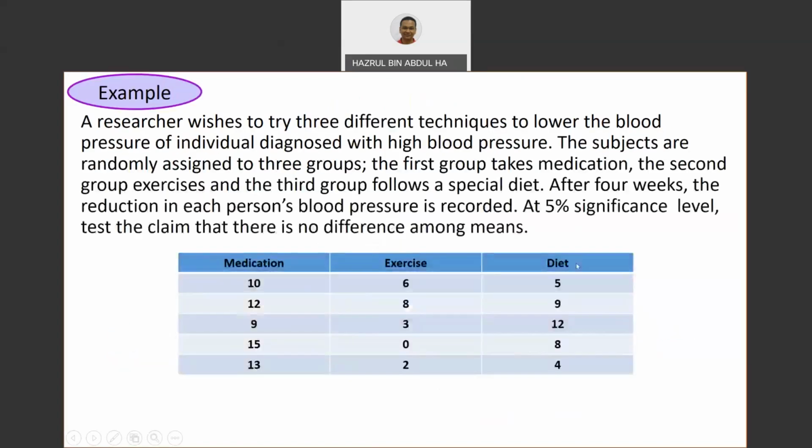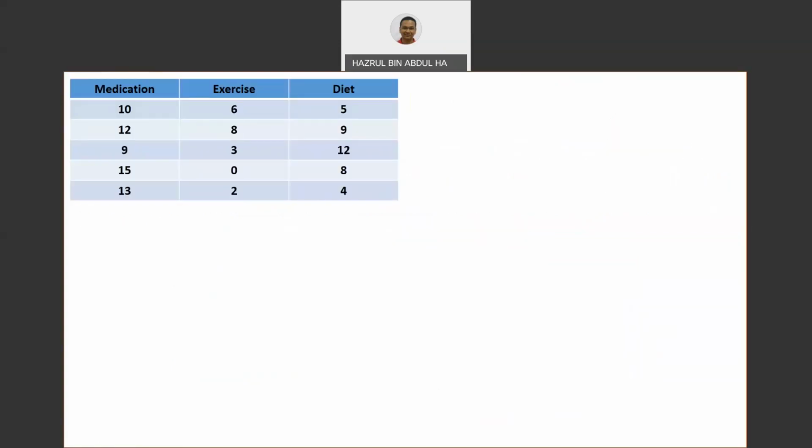So how do we proceed with the Tukey test? This is the first example that we discussed in analysis of variance, and we concluded that we reject H naught, meaning that there is a significant difference of means between groups. Now we want to find which means are significantly different, and using the Tukey test, you have to compare one by one. Let's say medication is the first group, the second group is exercise, and the third group is diet.